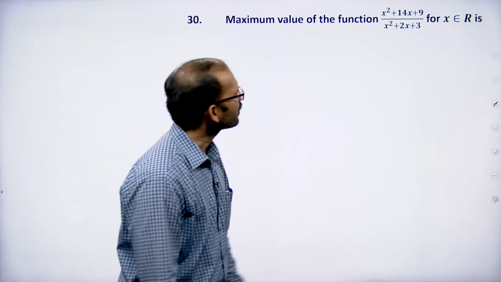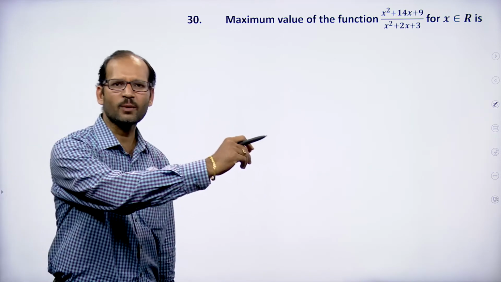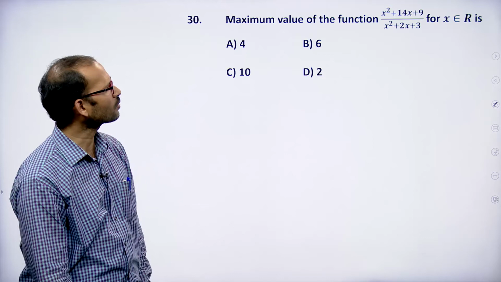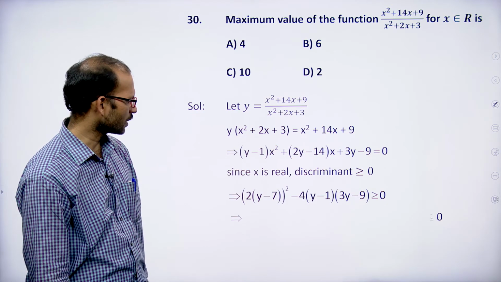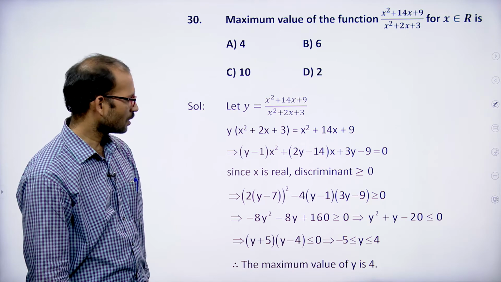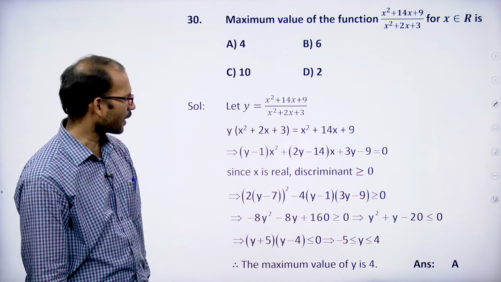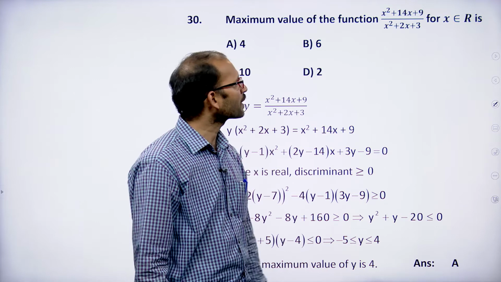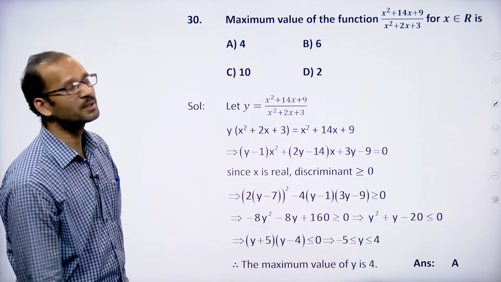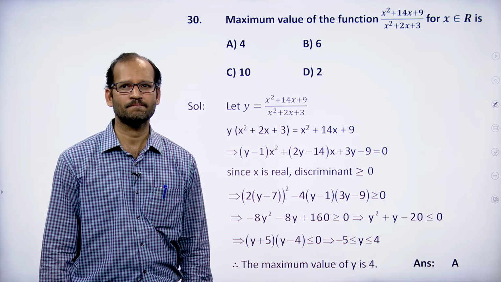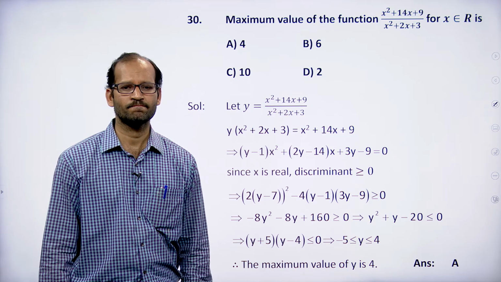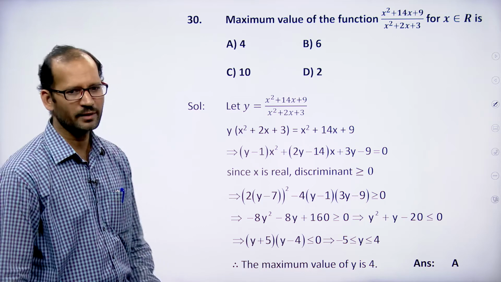Maximum value of the function, discussed already, taking this as y and proceed. Take this as homework, please note down the question and key. Answer is 4, option A, (x square plus 14x plus 9) by (x square plus 2x plus 3), option is 4. Please note down quickly. Yes, okay, we will move to the next slide.